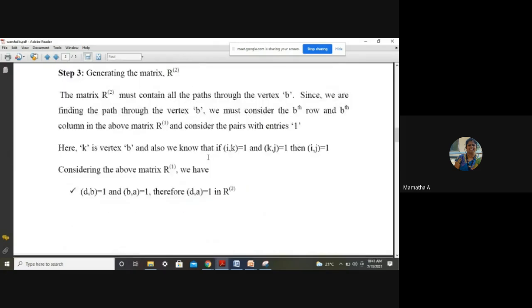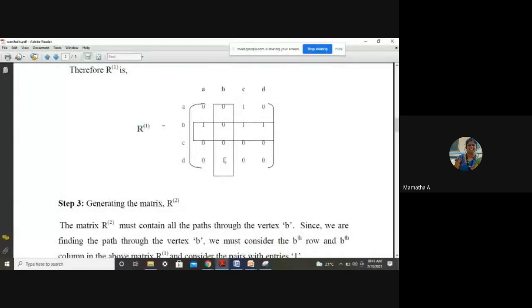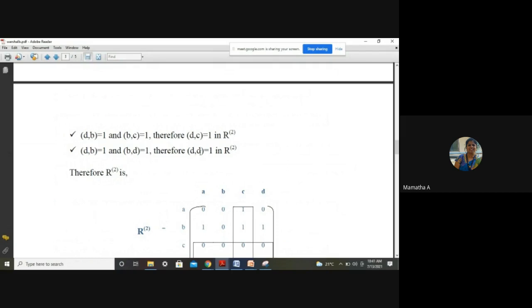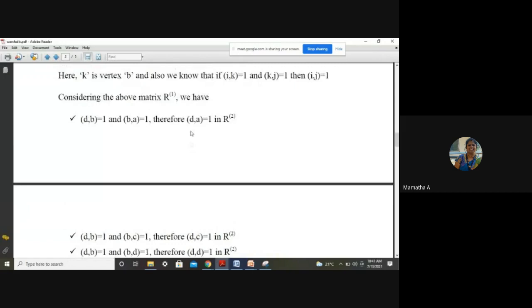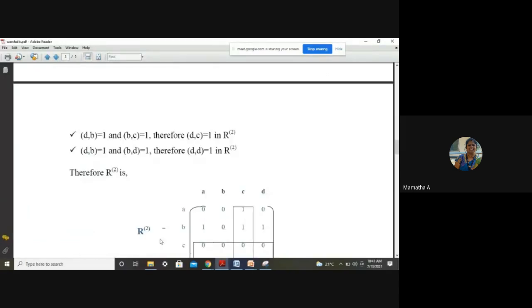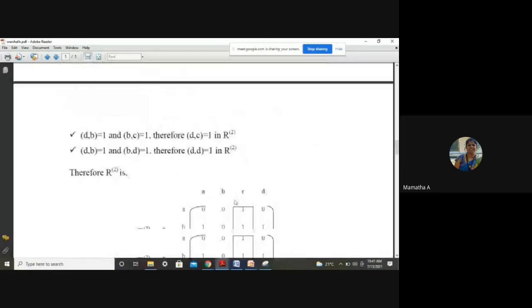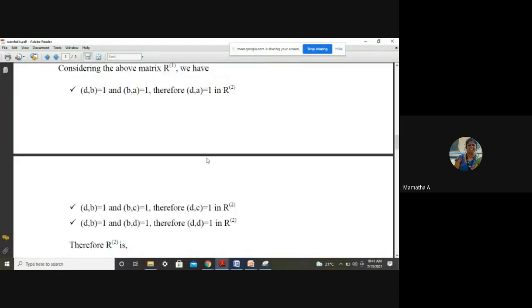Similarly, you can observe D comma B equals to 1 to be combinated with which vertex? Which pair? Pair B comma D. D comma B combinated with B comma D pair. Right? So it tells me that yes, there is a path from D comma D. Are you understanding? So write all these updated values in R2, right? And whatever the values of R1 remaining, you have to copy.